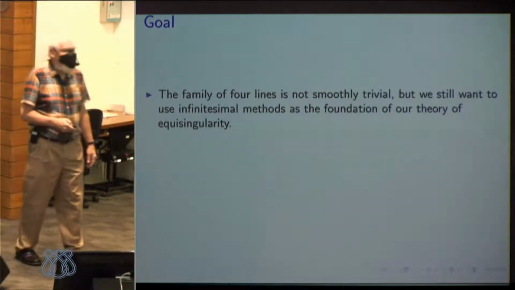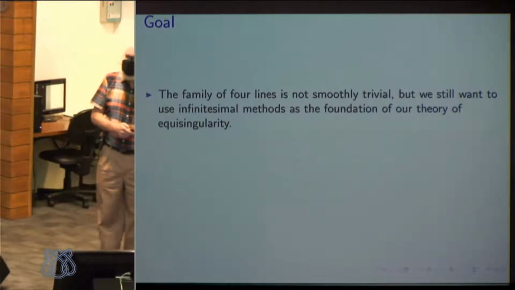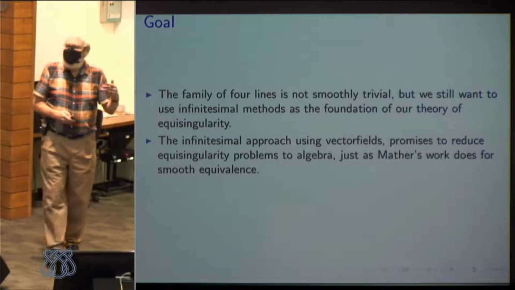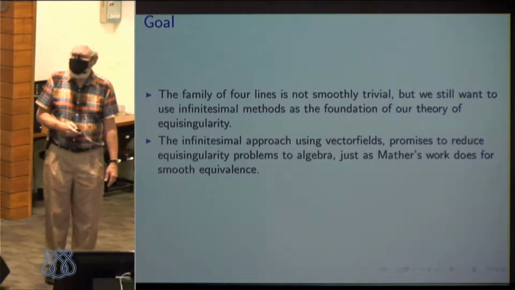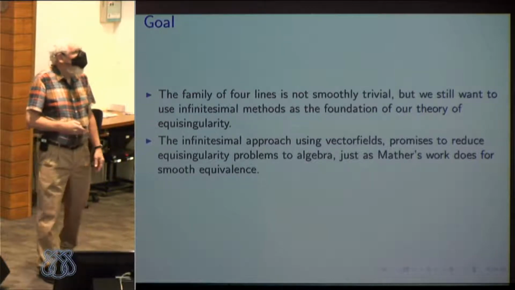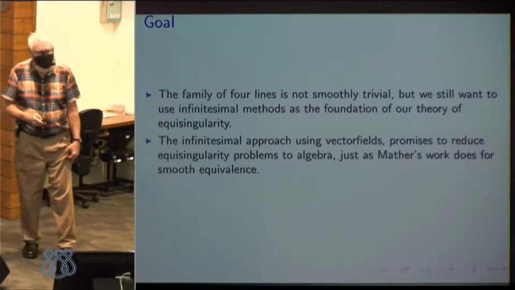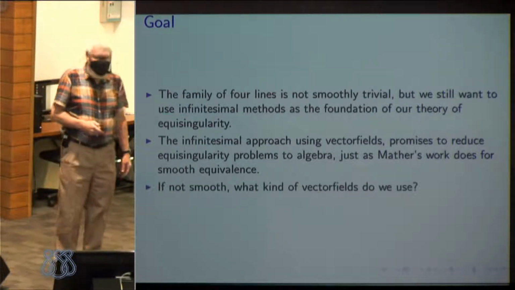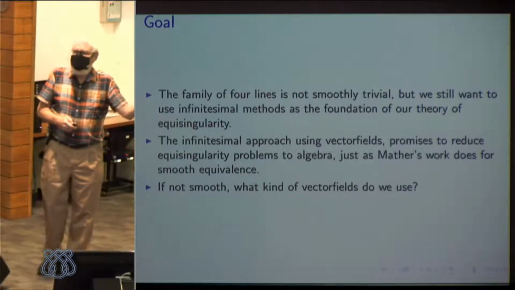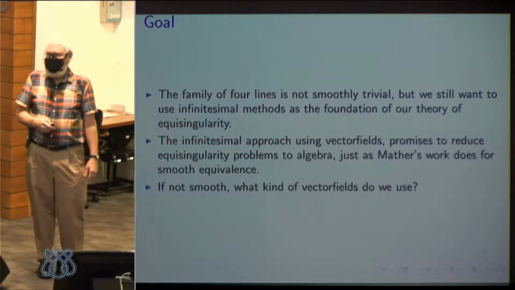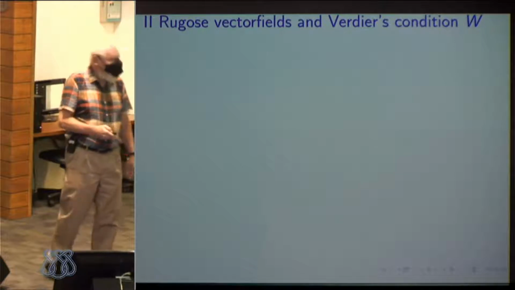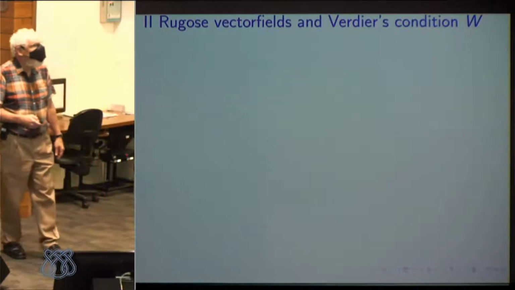So these are not smoothly trivial, but we still want to use infinitesimal methods as the foundation of our theory of equisingularity, because using vector fields will allow us to use basically the same tools, the same things that Mather used in his work on smooth equivalence. If we can't use smooth vector fields, because smooth vector fields would integrate to give us analytic trivializations, what kind of vector fields do we use? So now I want to talk about Rigaud's vector fields and Verdier's condition W.